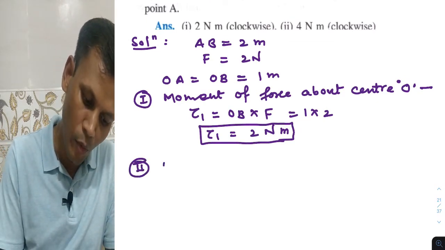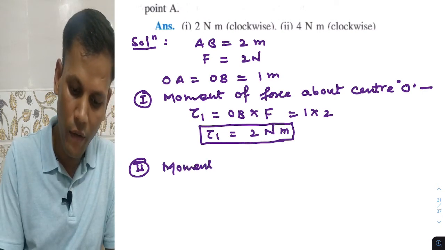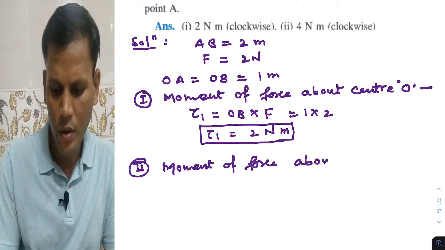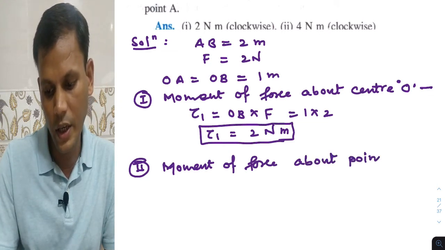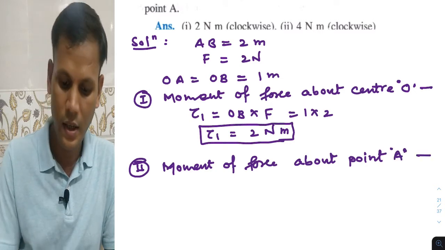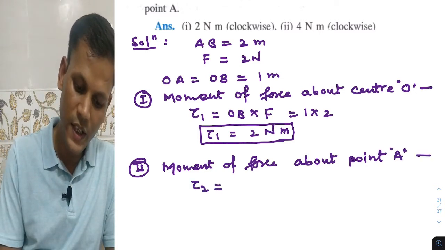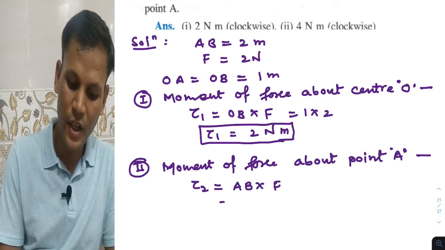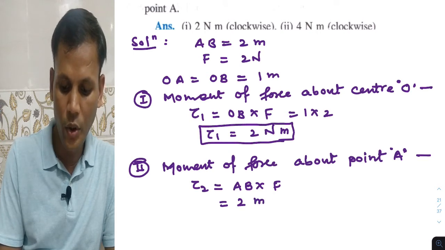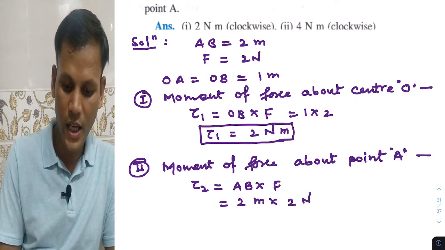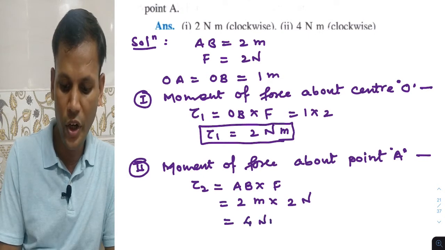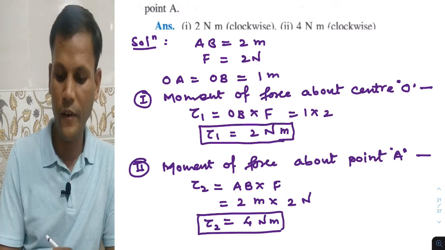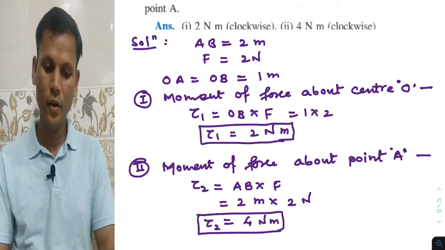So we can write moment of force about point A. For this, tau 2 is equal to AB into F, and AB is 2 meter into F is 2 Newton. So that will be 4 Newton meter. It is tau 2. Fine, so this sum is over.